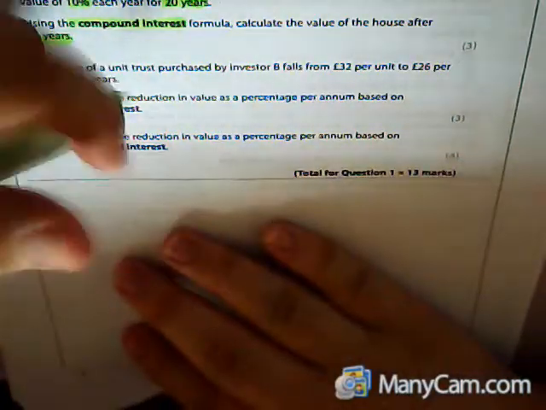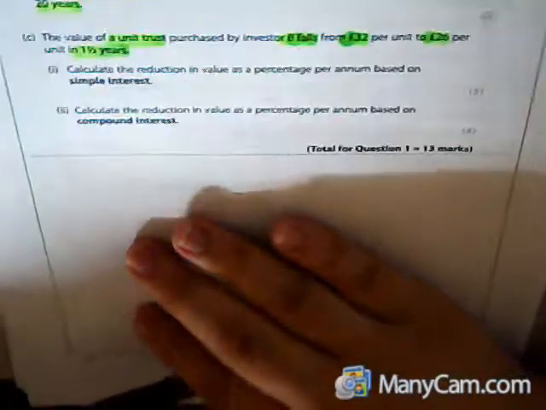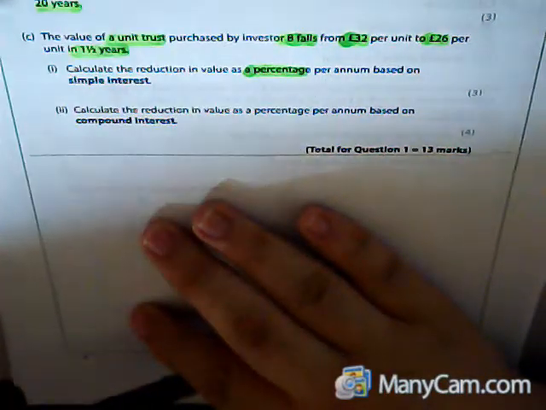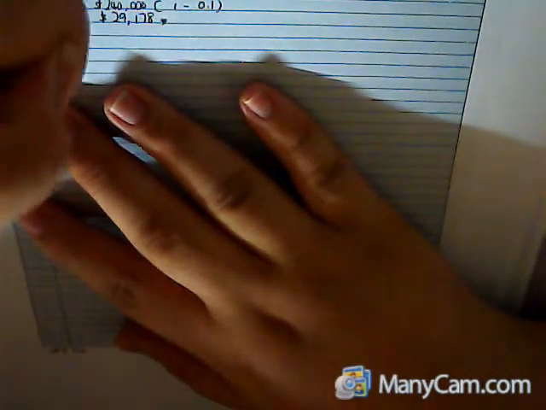They say the value of the unit trust purchased by investor B decreases from 32 per unit to 26 per unit, and the period is 1.5 years. They say calculate the reduction in value as a percentage per annum using simple interest. Simple interest. Now, class, how do we work out the answer for C1?